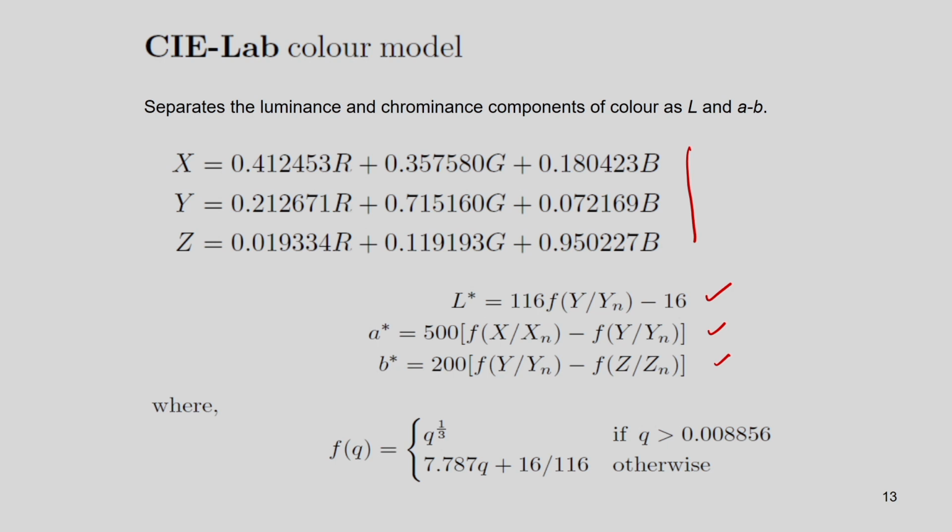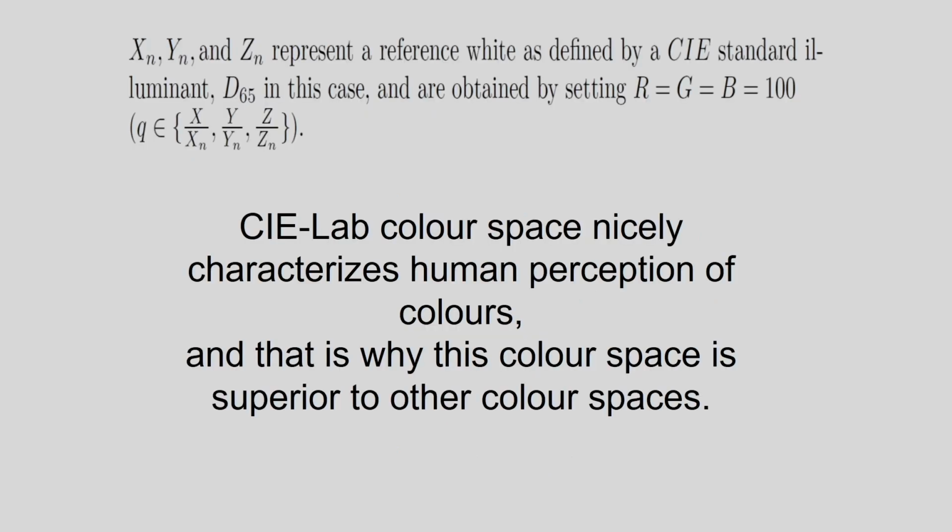So, the RGB can be converted into the LAB color model. One important property is that the LAB color space nicely characterizes human perception of colors, and that is why this color space is superior to other color spaces. In many computer vision applications like skin color segmentation, background modeling, and video surveillance, the LAB color model is applied.